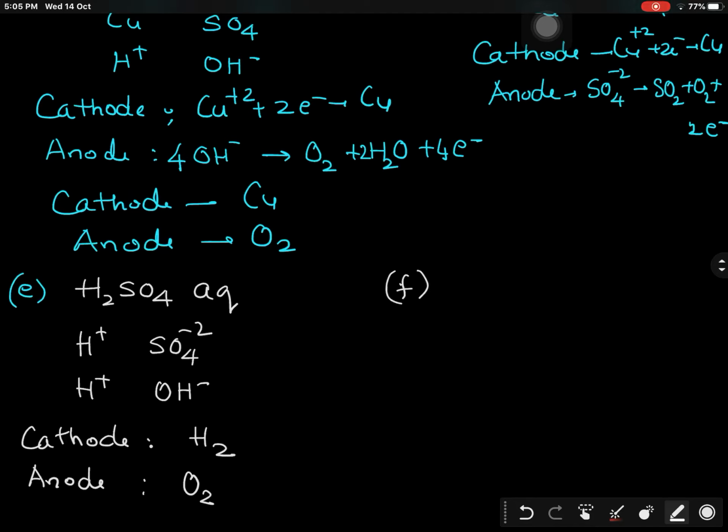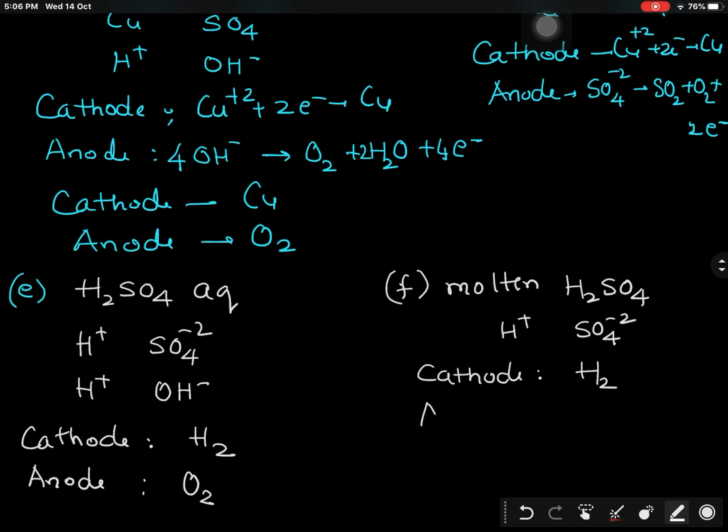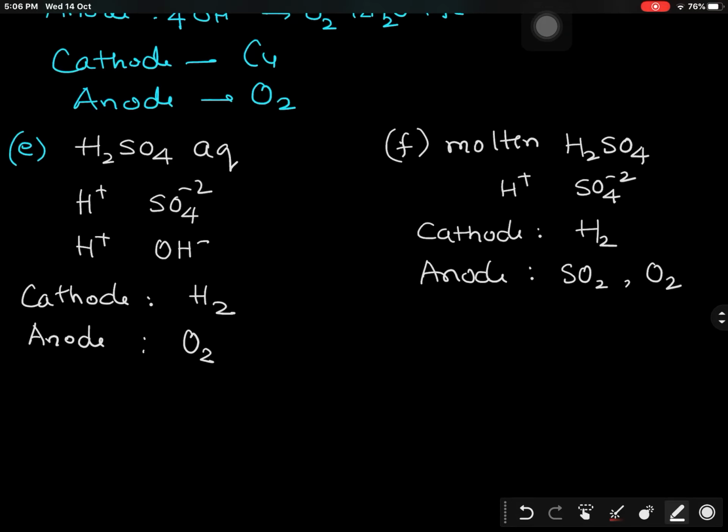If I take molten H2SO4, that means there is no water, just H2SO4. So, I will have only H plus and SO4 minus 2. So, cathode product will be same, that is H2, and your anode product will be what? SO2 and O2, just as the earlier reaction I have shown.